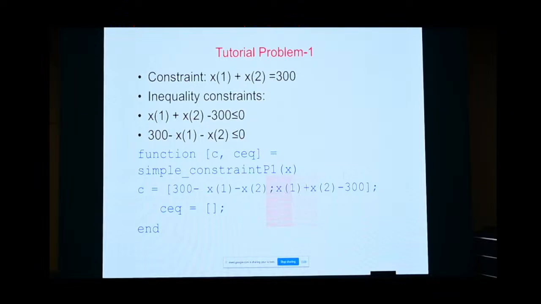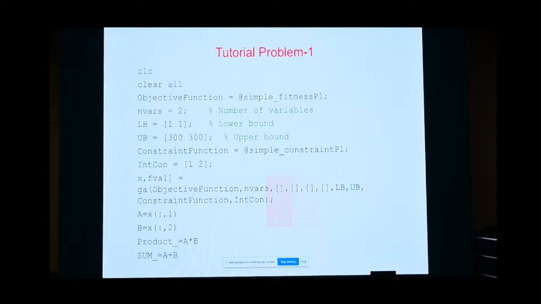Next, you specify all the problems. What is the objective function, where you have written that expression for the objective function, number of variables, and lower bound and upper bounds are 1 and 300 for example, and integer count. Both the numbers should be integers, not fractions. So integer count is 1 and 2 both.